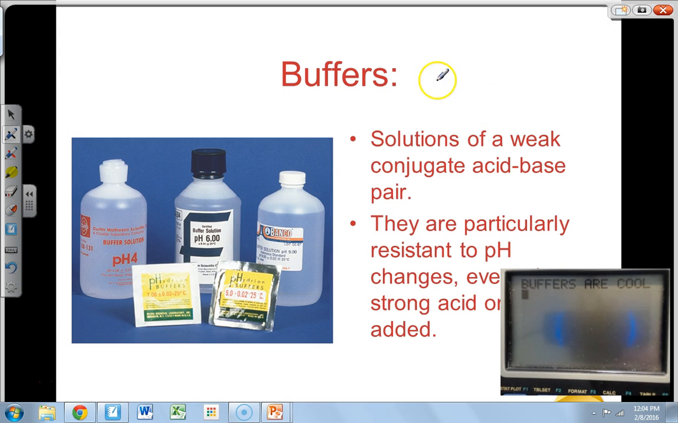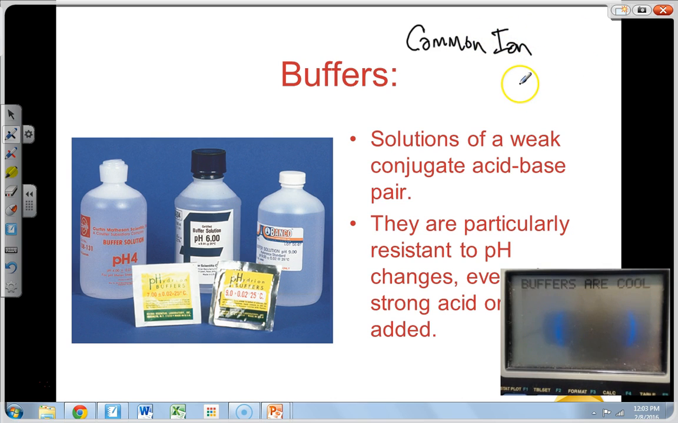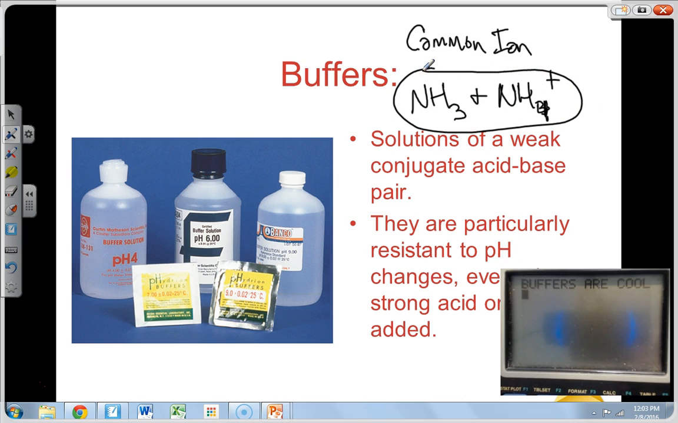Now, we need to understand what a buffer is to begin with. In one of the previous videos, we talked about something called the common ion effect. The common ion effect creates what we call a buffer. And a buffer is a mixture of a weak acid or base and its conjugate. So for something like ammonia, this here is a buffer solution because it's the weak thing, in this case a weak base, with its conjugate.